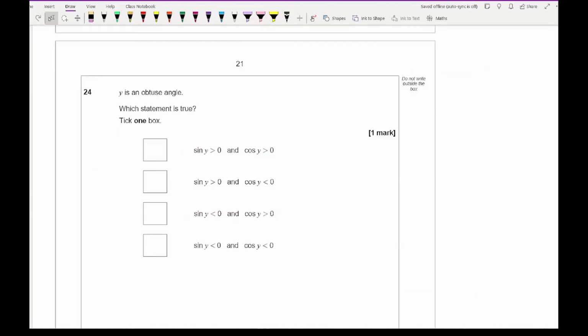Question 24, it says y is an obtuse angle. Which statement is true? So now for this question, what we need to do is first of all start by drawing the trig graphs for 0 to 180 of both cos and sine. So if I just draw the cos graph, so there's the cos graph, and the sine graph, which I'll just do in a different colour, looks something like that, and that's between 180 and 90. Just get the other bit.